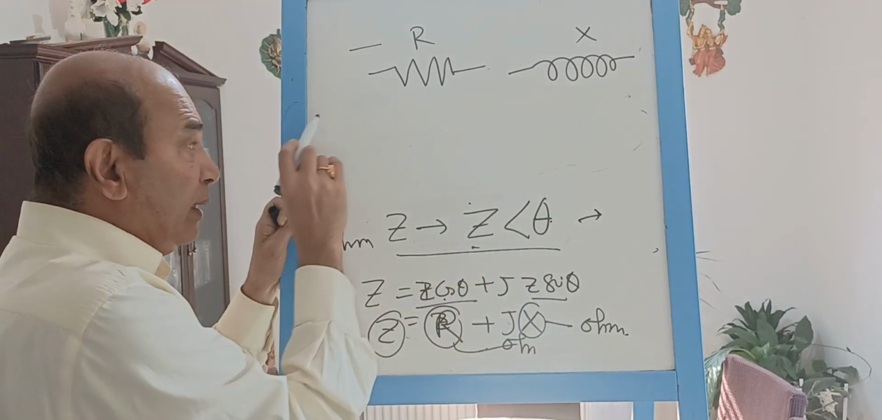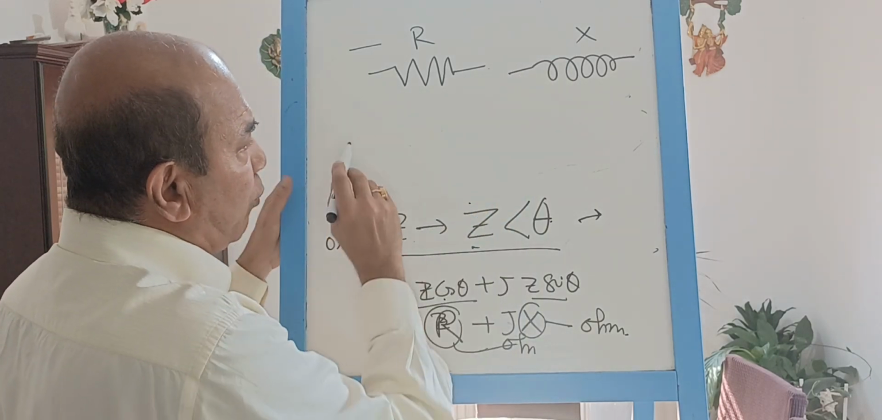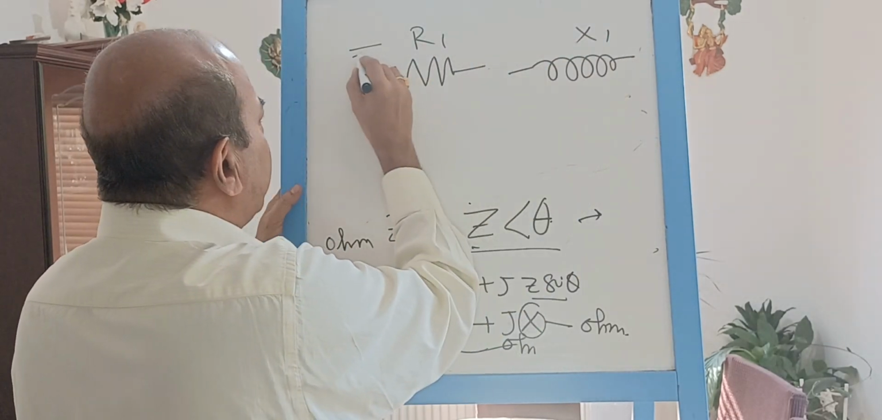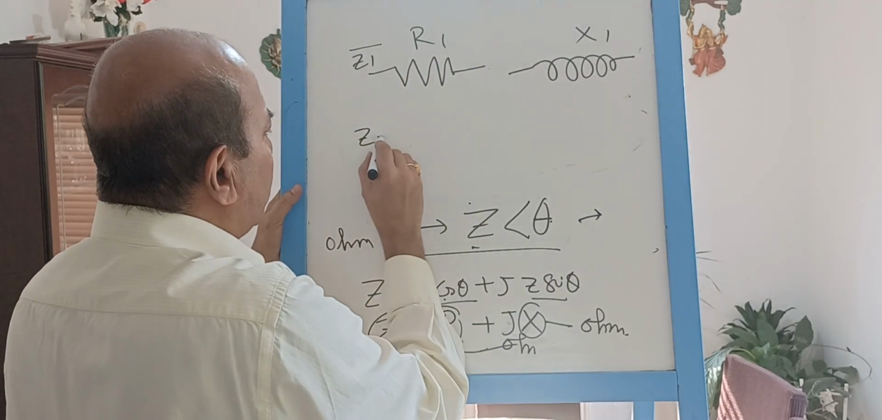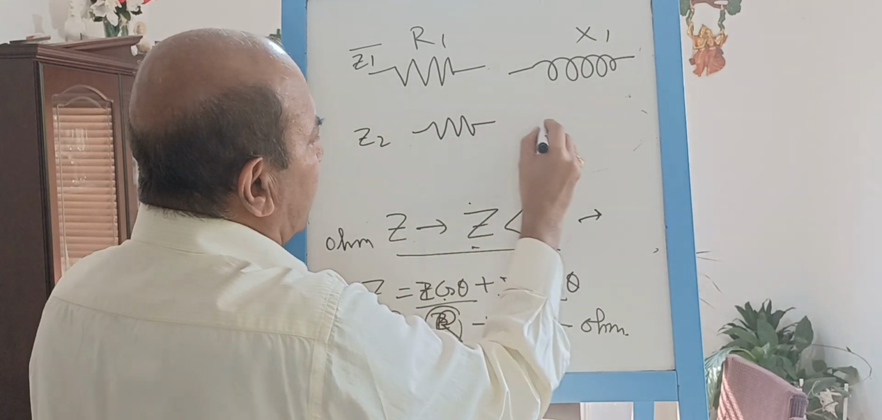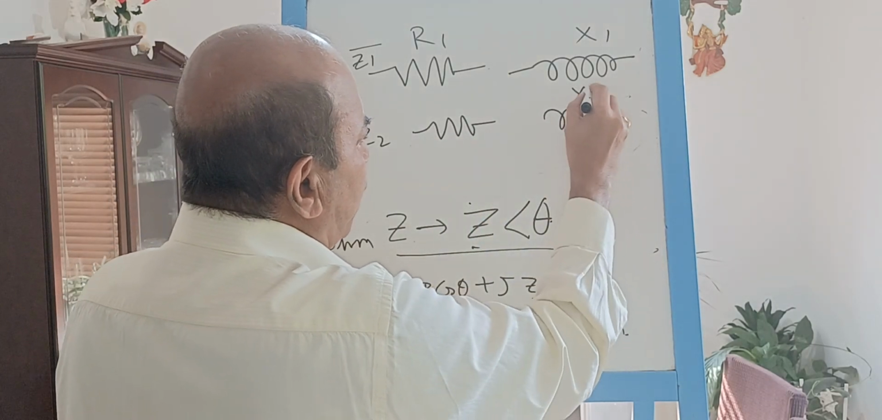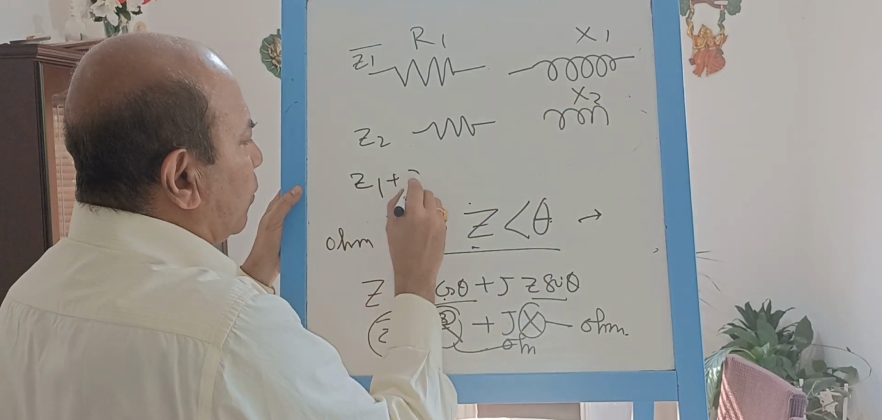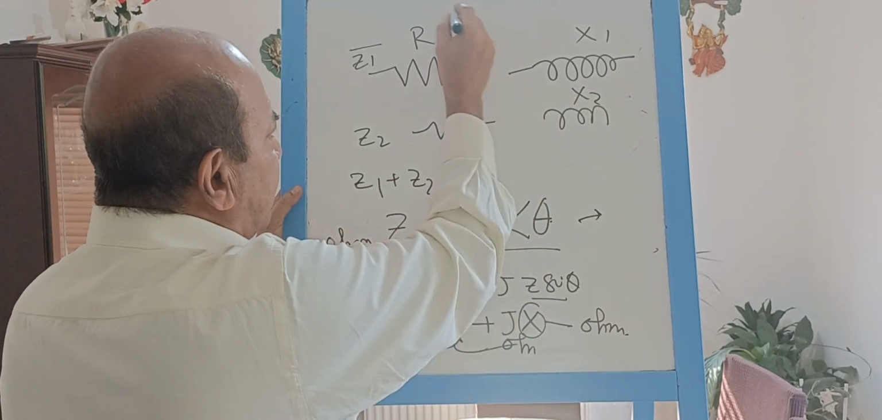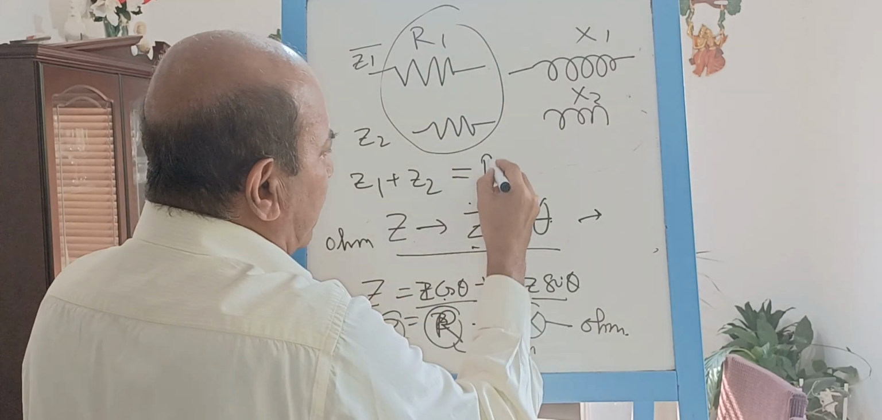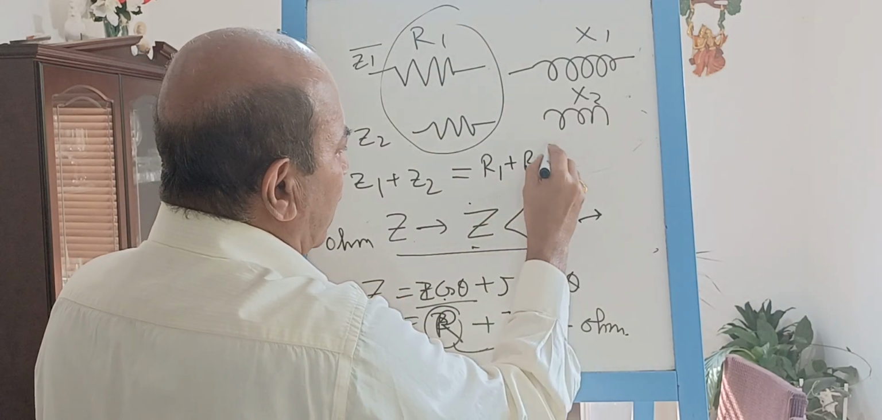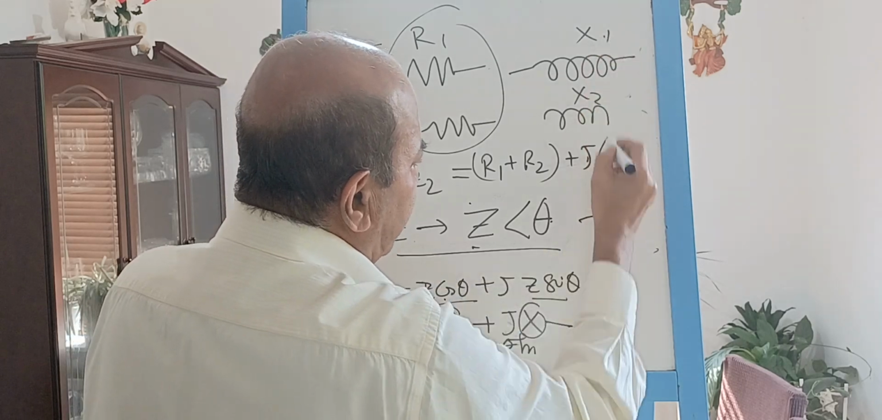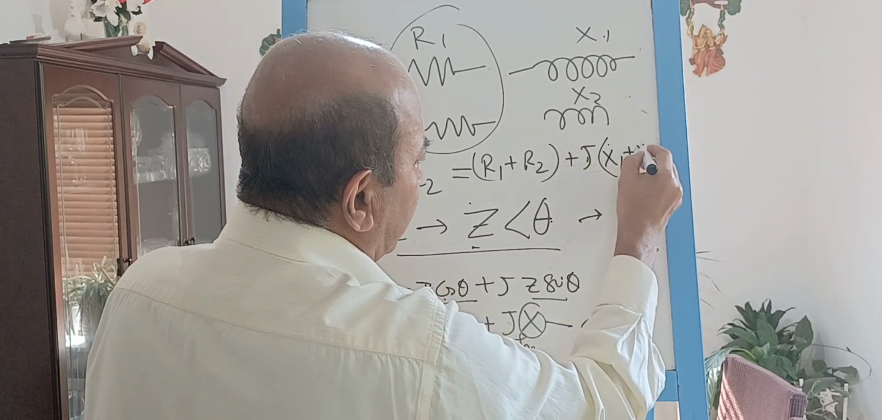Now this resistance and reactance together, suppose this is R1, this is X1, this is Z1. Similarly, Z2 will have another resistance and another reactance. Now if we go for series combination, then what will happen? Z1 plus Z2 equals the resistance components summed together, R1 plus R2, plus j into the reactance part, summed together like this.